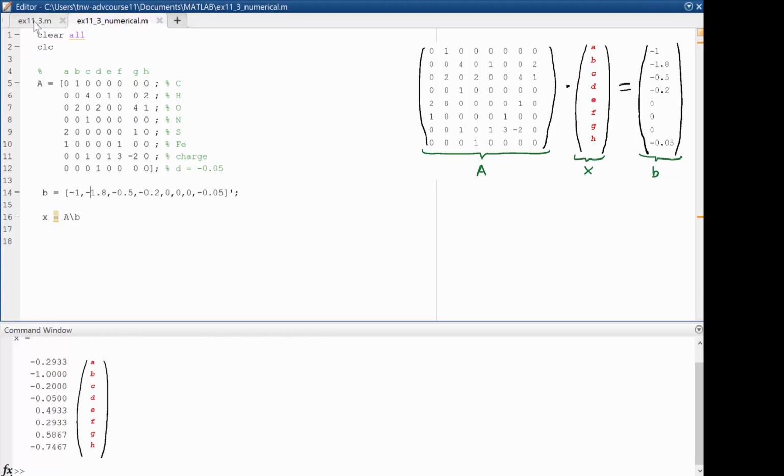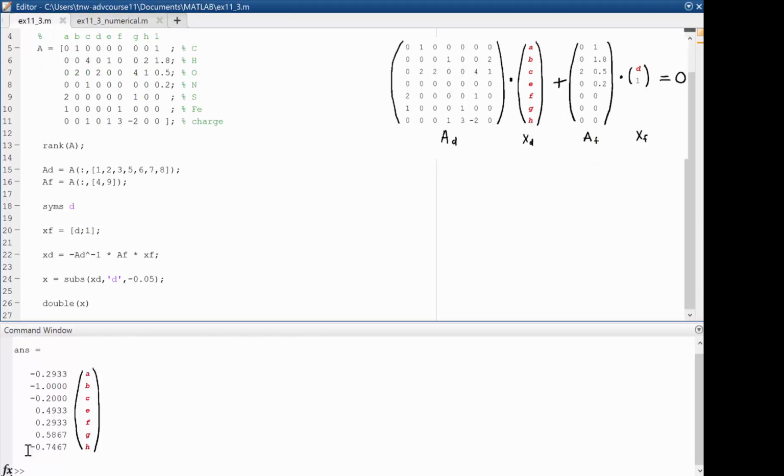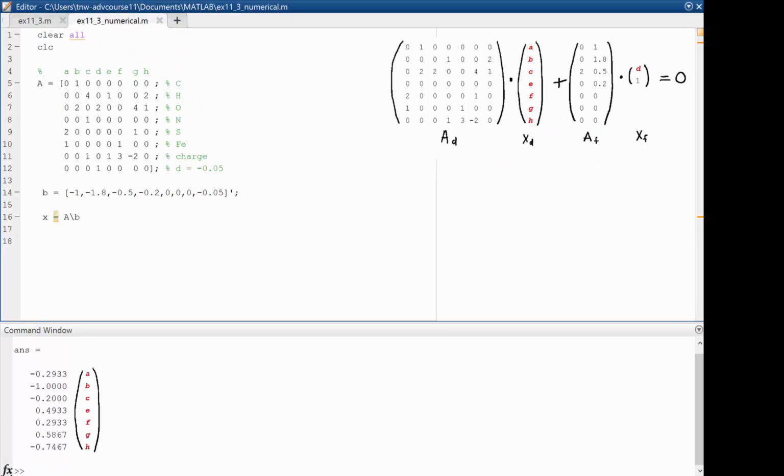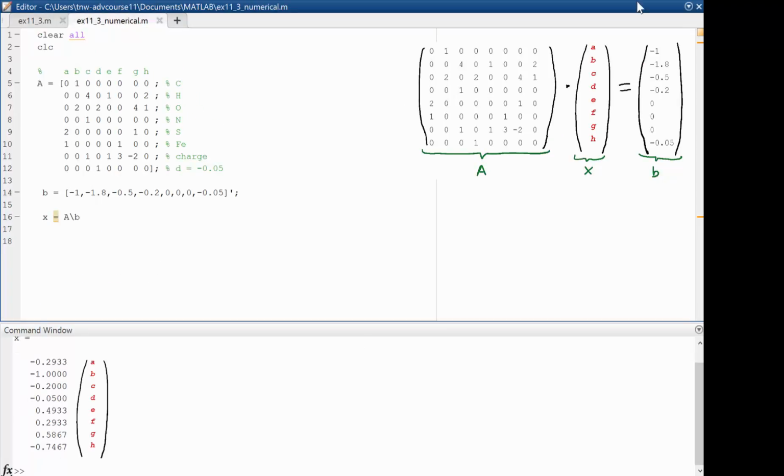And let's compare this to the symbolic solution. You can see that it's the same. However, you can also notice that the numerical solution is a little bit faster. It's not so noticeable for such a small system, but for larger systems it definitely will.